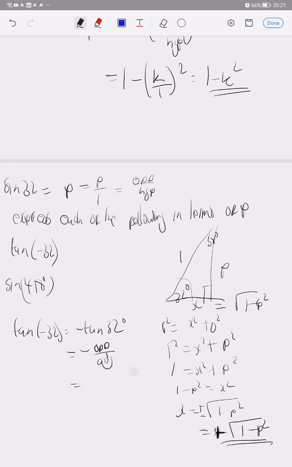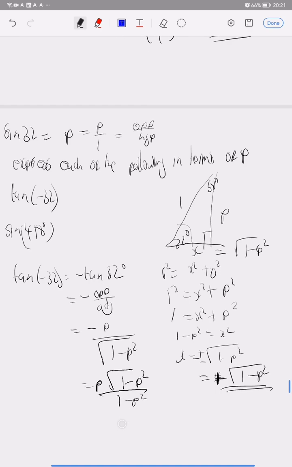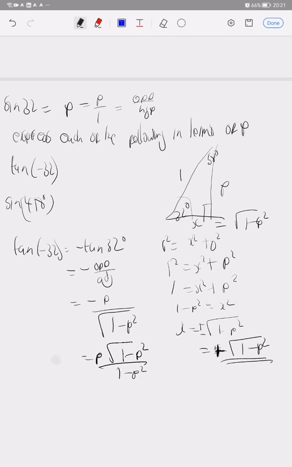So in this case, what was my opposite? My opposite was p. My adjacent was the square root of 1 minus p squared. When you simplify, it's just p square root of 1 minus p squared over 1 minus p squared. Then what's the next question? The next question required us to find sine of 418.